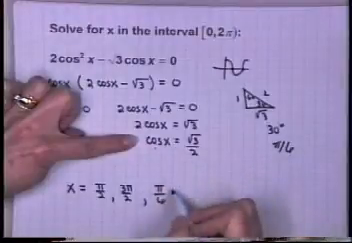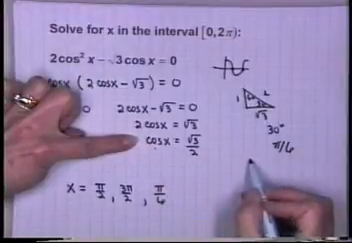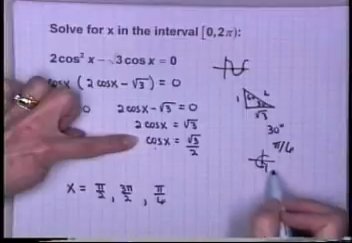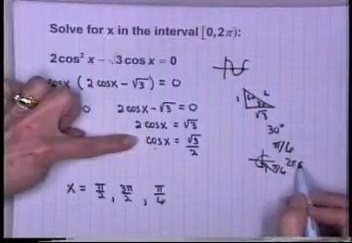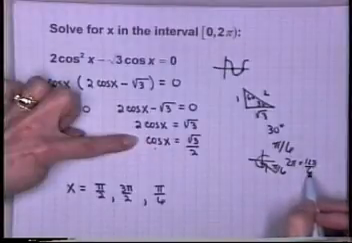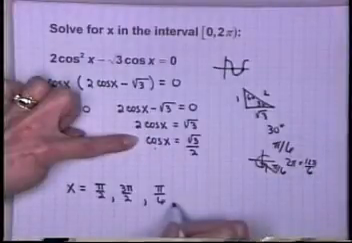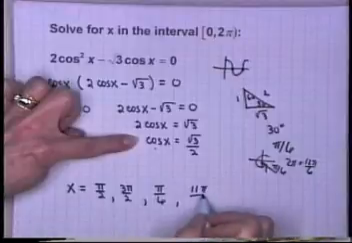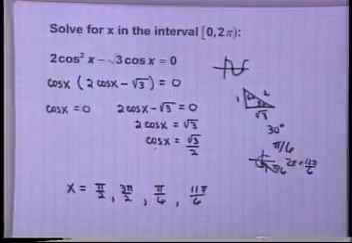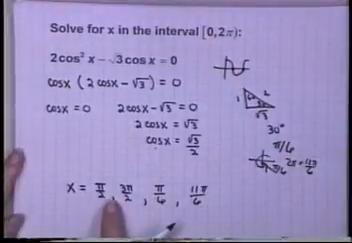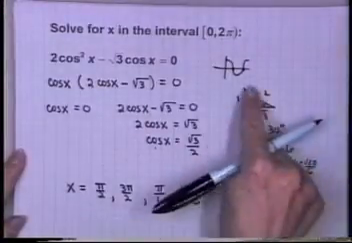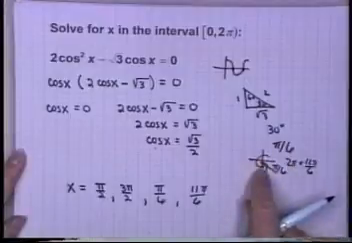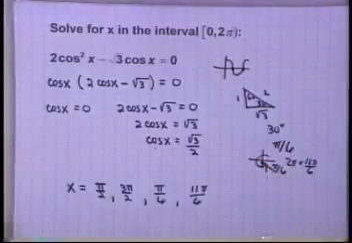Cosine is positive. That's quadrant 1 and 4. If you go to quadrant 4 with a pi over 6 reference, 2 pi is 12 pi over 6. So if you subtract pi over 6 from that, you get 11 pi over 6. Now how quickly you get these solutions sort of depends on how much you remember about your special values and also about finding these references and angles using your quadrants here.